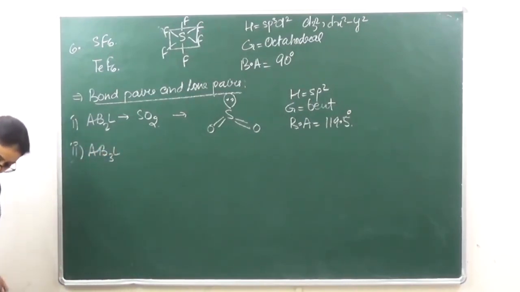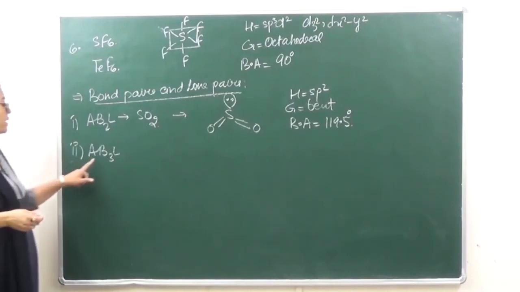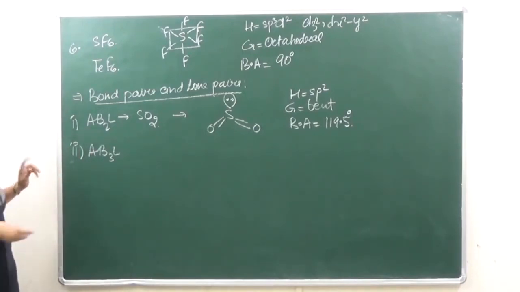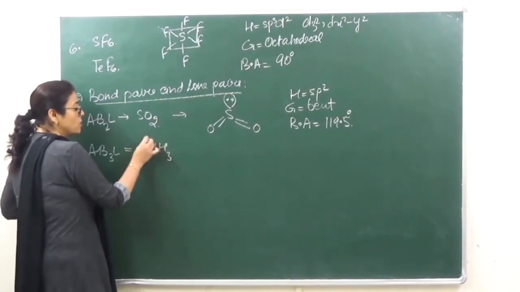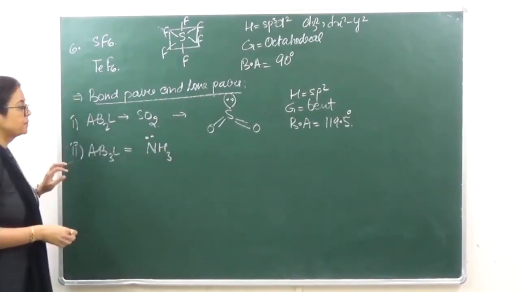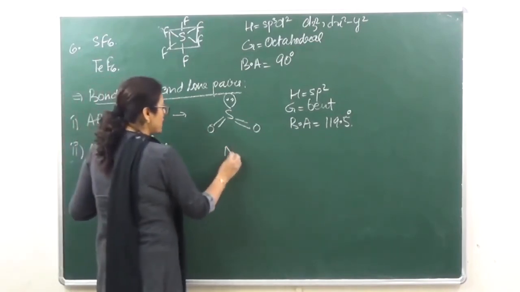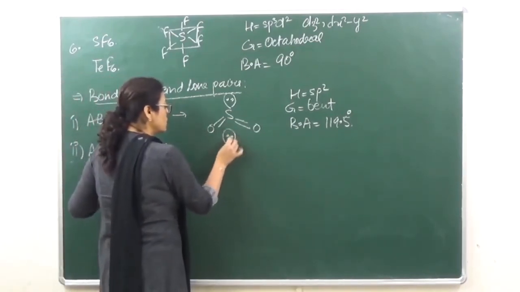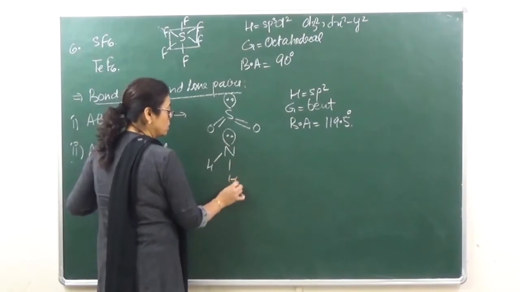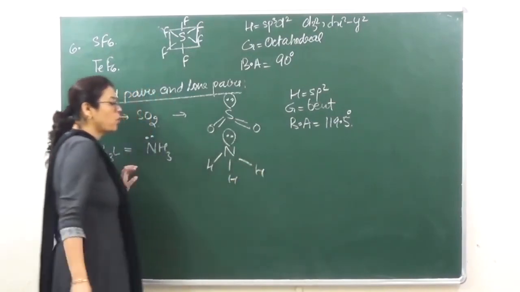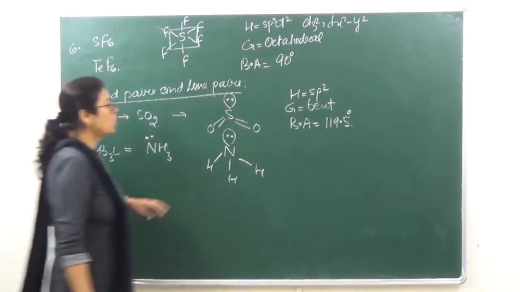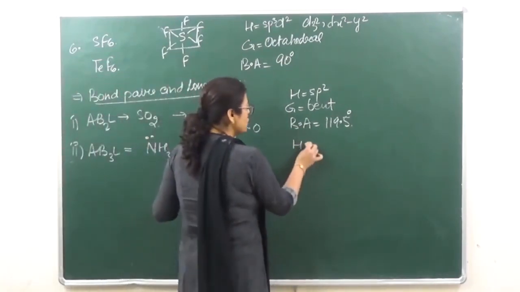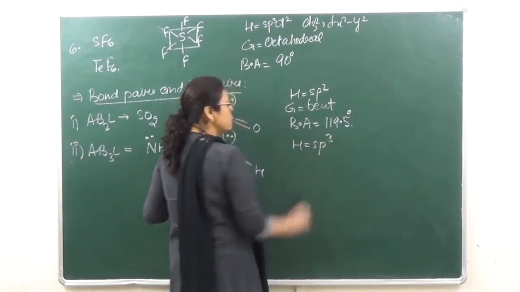ठीक है, then the next type we have AB3L. In AB3L there are going to be 3 bond pairs and 1 lone pair. Example which we can take over here is that of ammonia. Right? When we are looking at the shape of ammonia, this is how we will draw the molecule of ammonia. ठीक है?